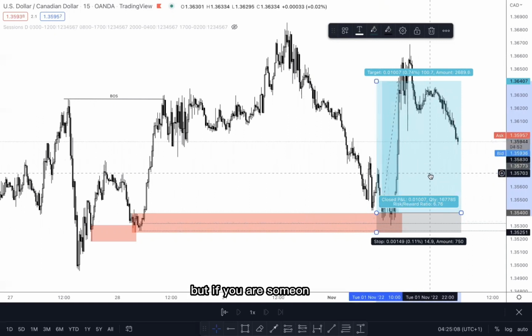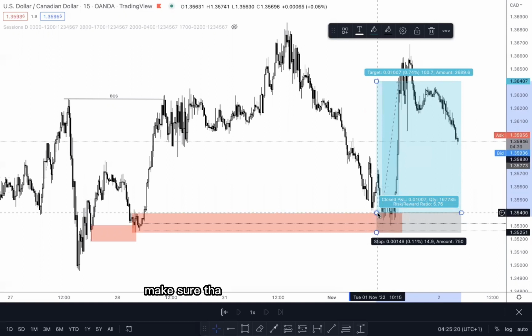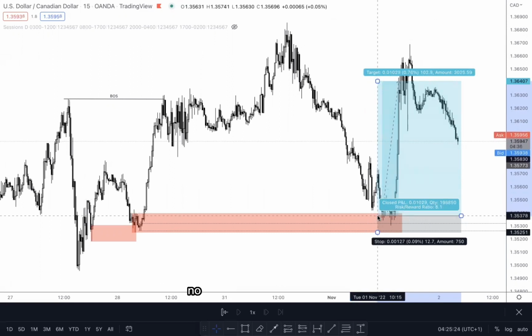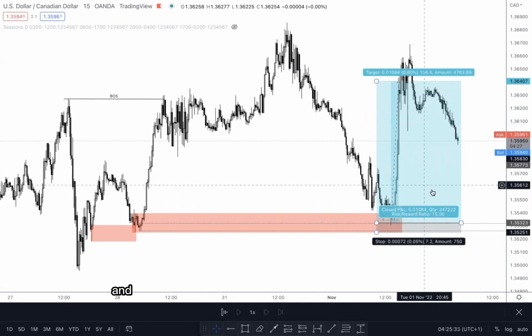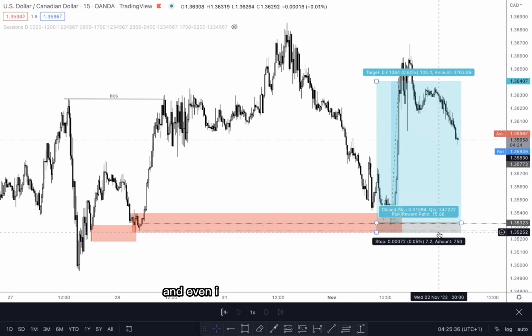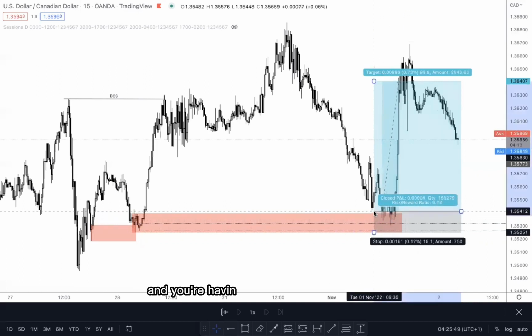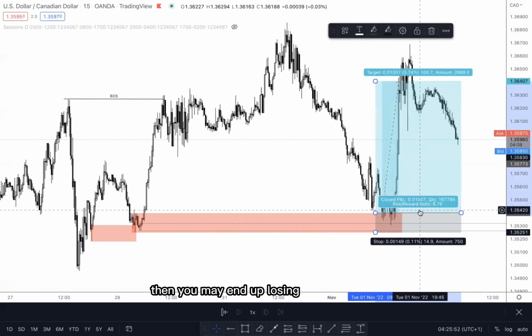It's good. But if you're someone who doesn't really have a large account and you want to minimize your risks and know how to navigate the market to look for the best opportunities, I think it's probably best to make sure that your entries are more precise. Not that this is not precise, but you know what I mean. You have a lower risk. Having a setup like this is super cool, and you're not going to be wasting too much money on the trade. Even if the trade doesn't work out, you're still going to lose just a little bit of money compared to when you have a stop loss like this and you're having a good lot in that trade. You might end up losing a lot of money, which is not really good.